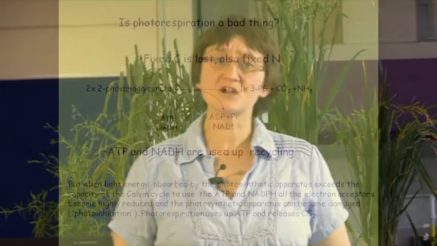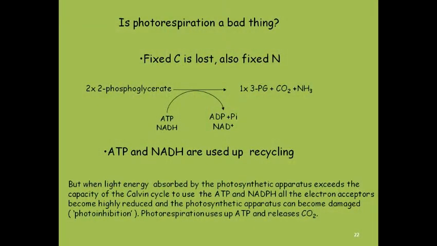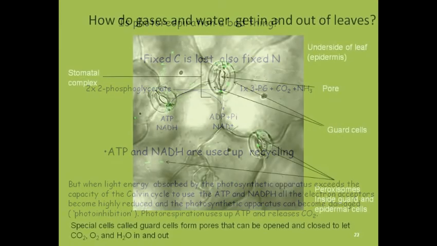So is photorespiration a bad thing? It results in loss of fixed carbon, and ammonia is also lost, and ATP and NADH, another form of reducing power similar to NADPH, are used up. When light energy absorbed by the photosynthetic apparatus exceeds the capacity of the Calvin cycle to use the ATP and NADPH, all the electron acceptors become highly reduced and the photosynthetic apparatus can become damaged, a process known as photoinhibition. Photorespiration uses up ATP and releases CO2, so it has a protective role.